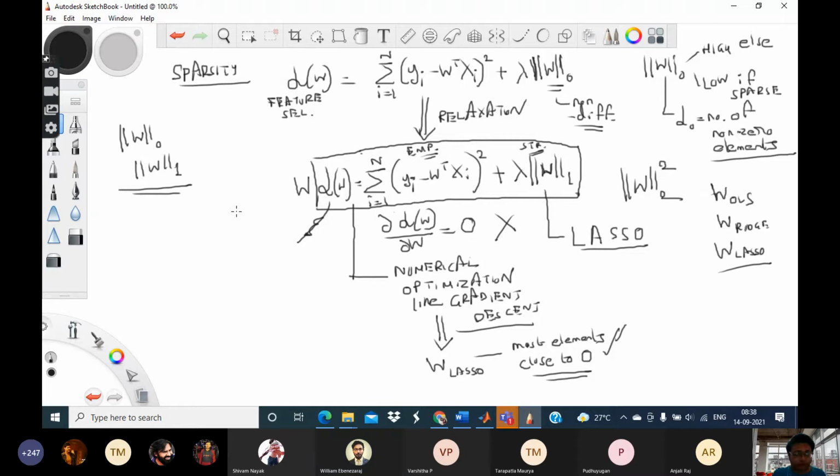Let me explain that to you with examples of W vectors. Let us say WOLS may look like, I'm just giving you some numerical examples. These are not solutions to any problem. I'm just giving you an example of how the three W's may look. Let us say d equal to 5, that will make it clearer. So let's say WOLS gives you solutions like this.